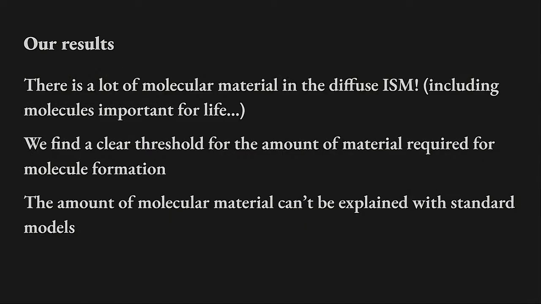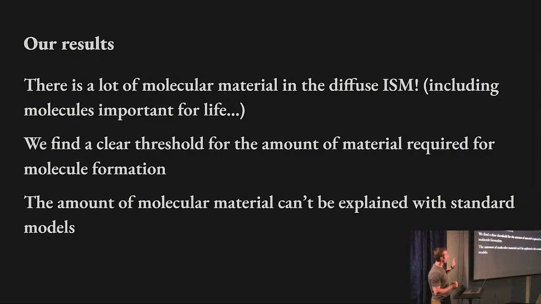So let me just summarize where the research stands at this point. There is a lot of molecular material in the diffuse ISM, including molecules that are important for life. We find a clear threshold for the amount of material required for molecule formation. So we know where molecule formation and then star formation really starts in the ISM. And we find that the amount of molecular material can't be explained with standard models. But we have to think of what's wrong. We have to come up with why the model is failing.